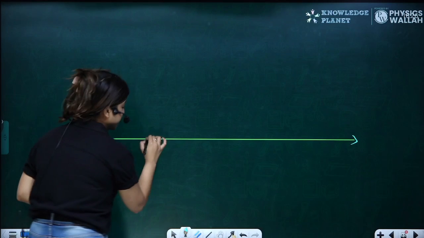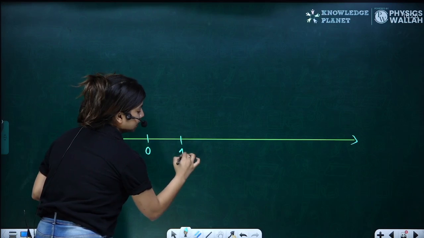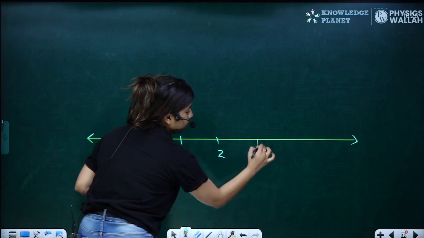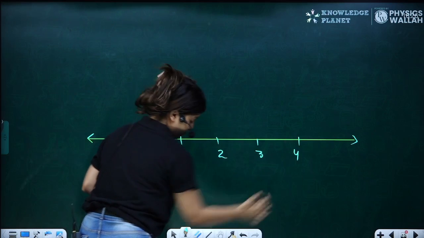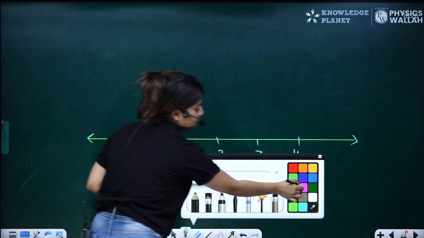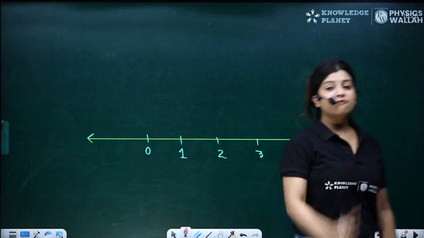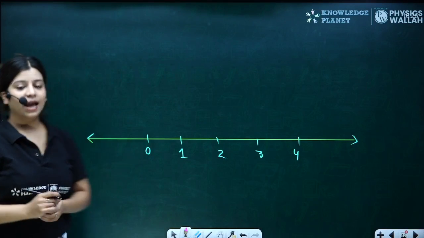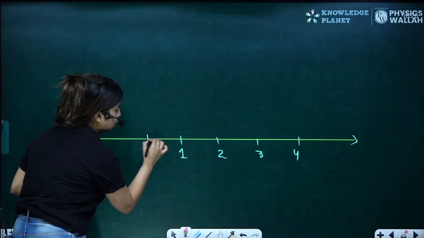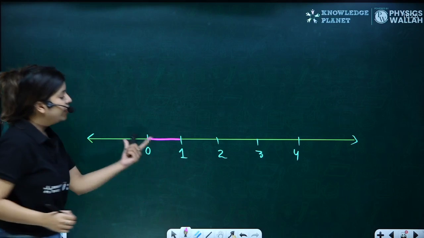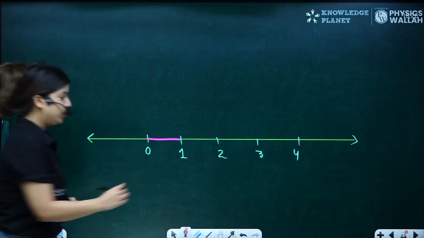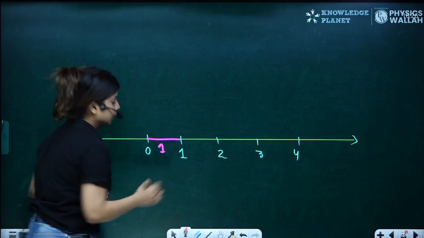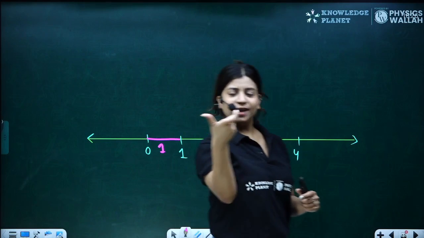Alright, let us take over here 0, and over here let us take 1, 2, 3 and 4. The very first step that you have to do is from 0 to 1 make a line. From this 0 to 1 make a line, and this line will be equivalent to your 1 unit. From 0 to 1, it is 1 unit.